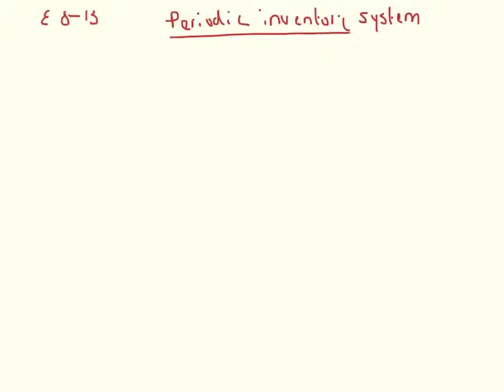All right, now we're going to walk through exercise 8-13 from chapter 8. In this problem, we're looking at the periodic inventory system. So you've got the periodic inventory system.